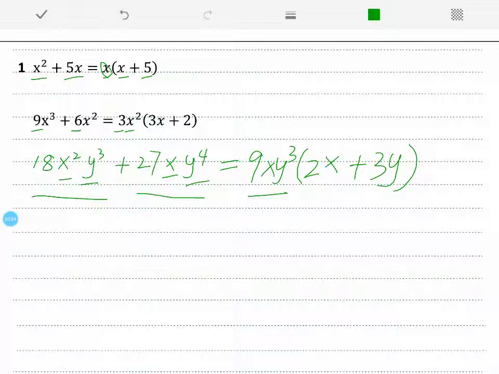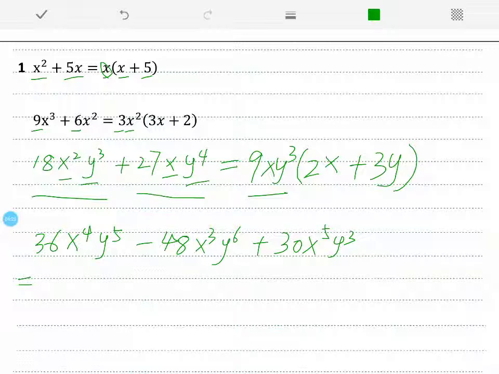Next example, let's do 3 terms together. Say 36x to the power 4 y to the power 5 minus 48x cubed y to the power 6 plus, say, 30x to the power 5 y cubed.